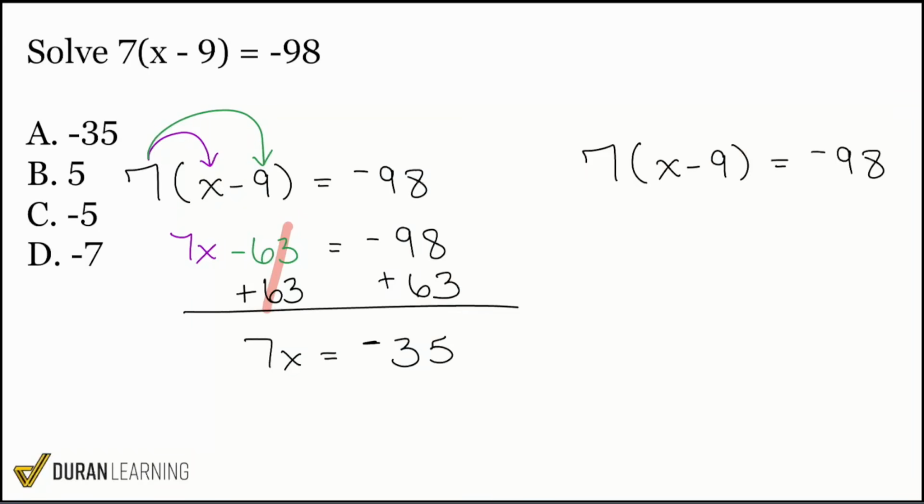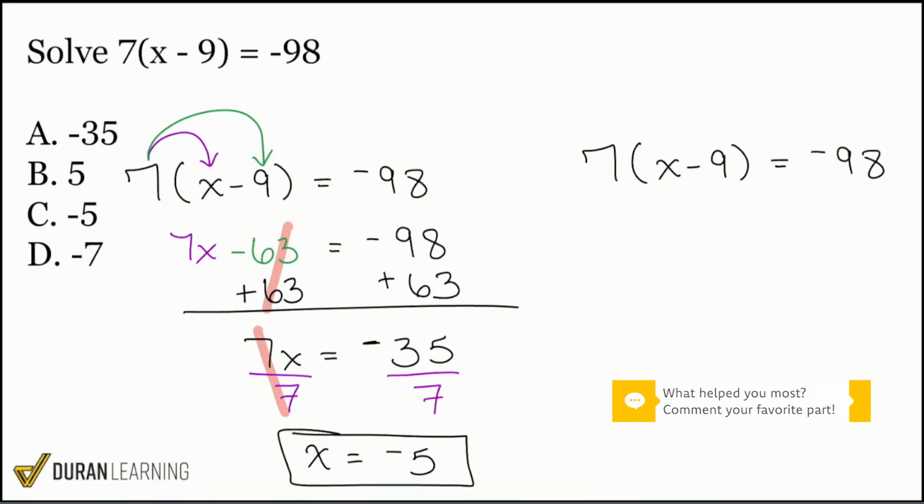That's not the answer in terms of x. No, it is not. What we're going to do now is the final step, which is divide both sides by 7. Once we do that, we're done. It cancels on the left, leaving us with x equals negative 5. And there we are. Boom, all good. The correct answer here is C, negative 5. And there we go, my party people.